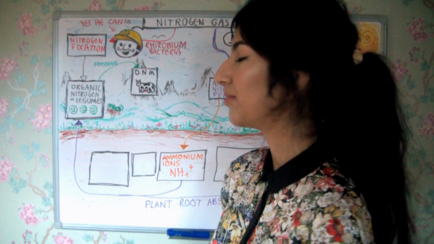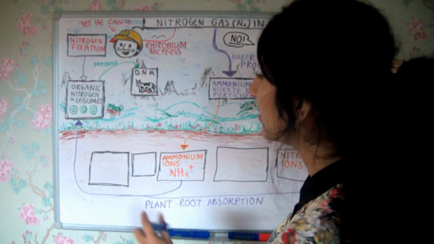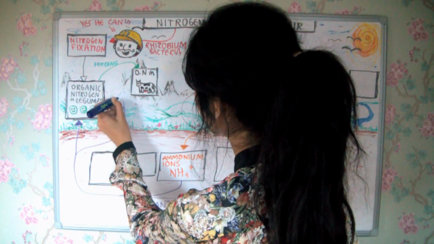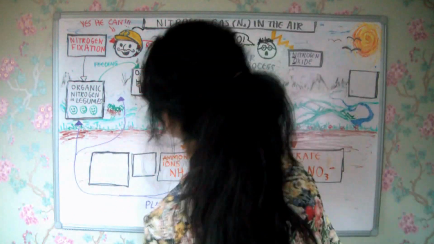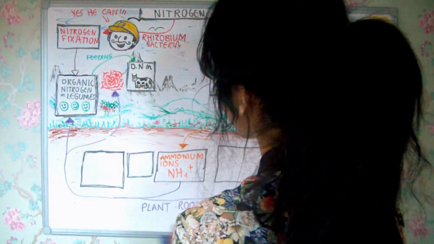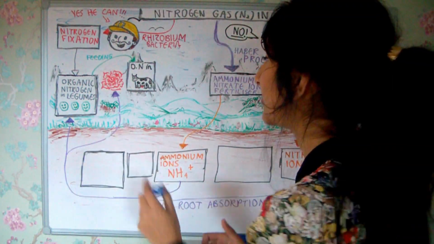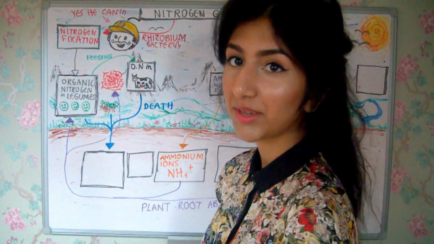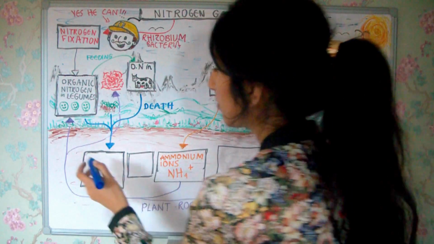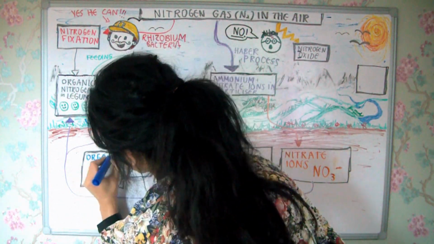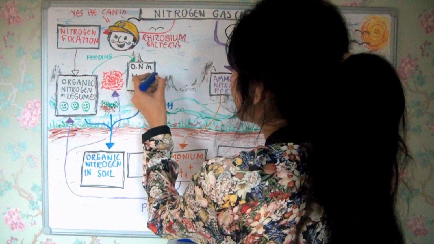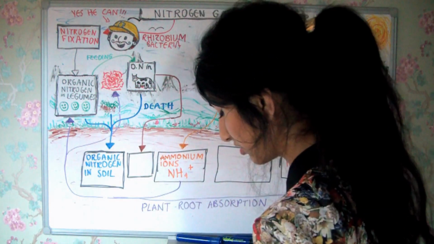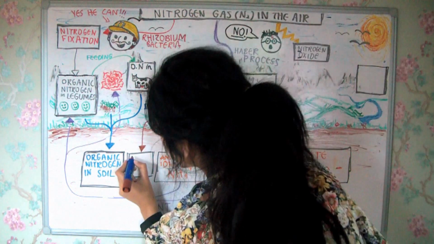Also, as well as leguminous plants, you do of course have non-leguminous plants who get their organic nitrogen from the fertiliser as well. So eventually all the plants and the animals will die, which will leave us with organic nitrogen in the soil from where they decompose. And with the animals, they'll also excrete, which will leave us with urea in the soil.